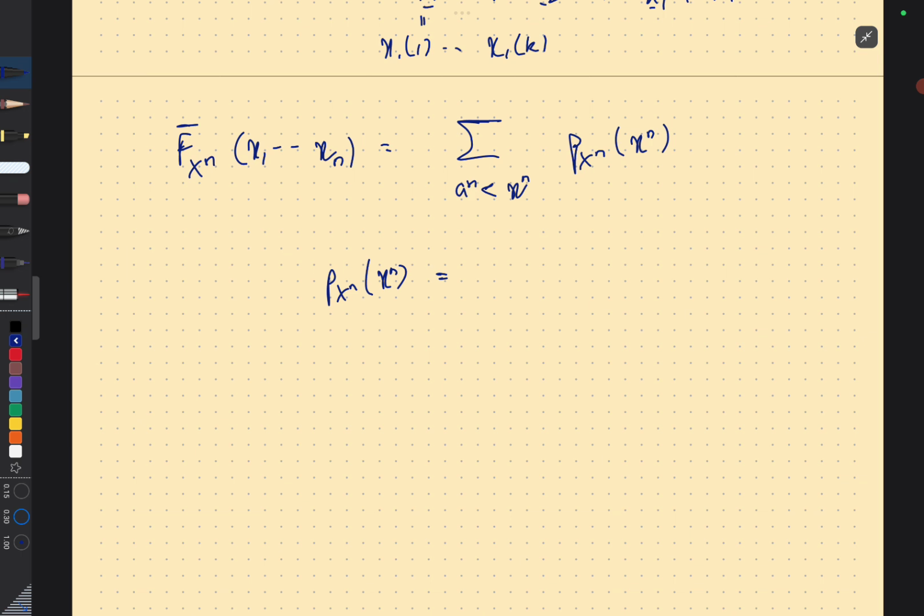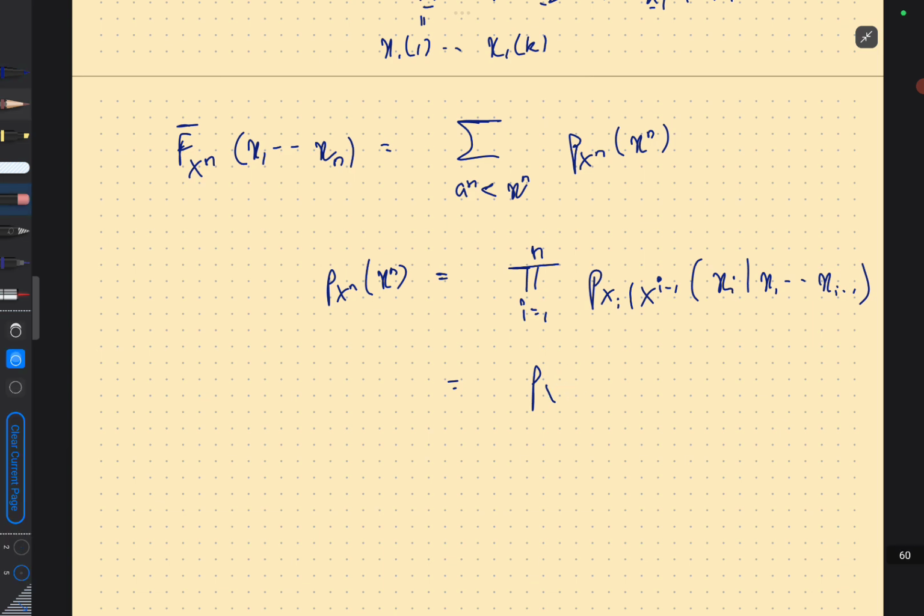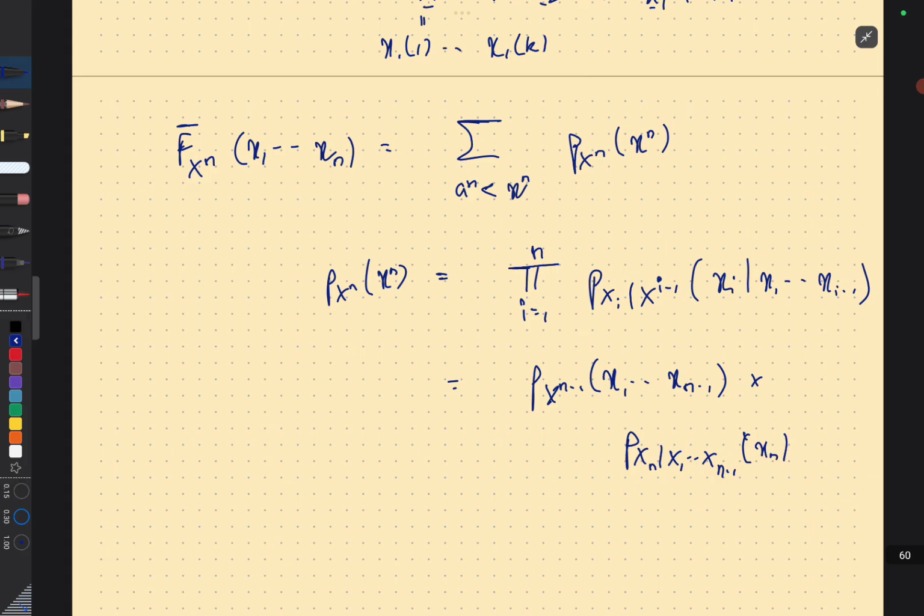If the sequence is IID, then this is just a product of p_X(x_i). But more generally, I can write this as a product of p(x_i given x_{i-1}). This is equal to p of x_1 through x_{n-1}, times p of x_n given x_1 through x_{n-1}.